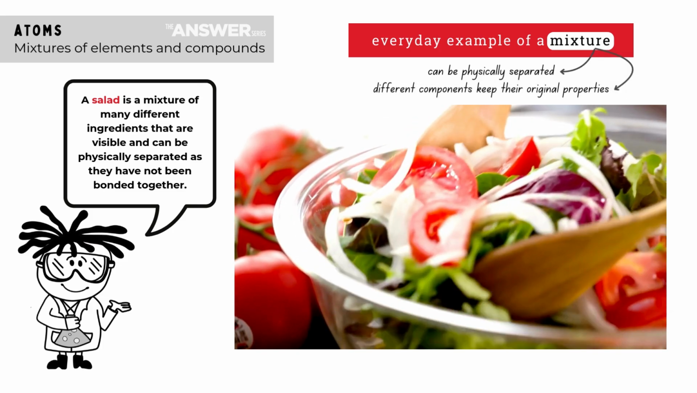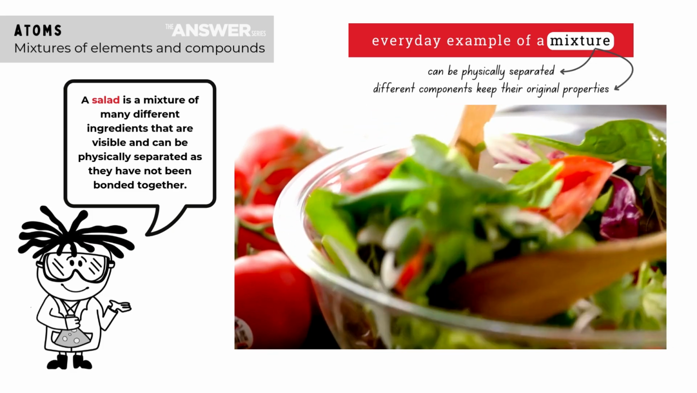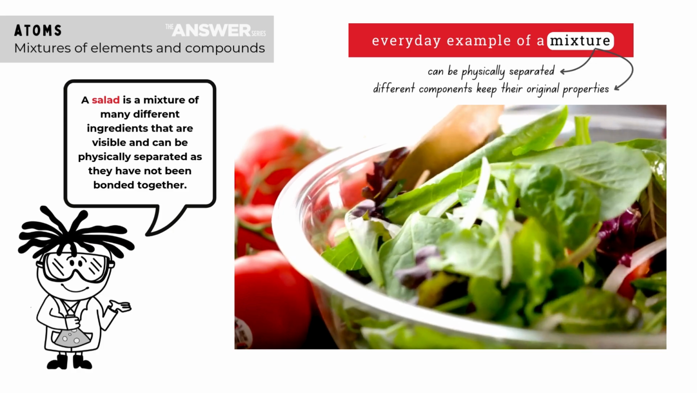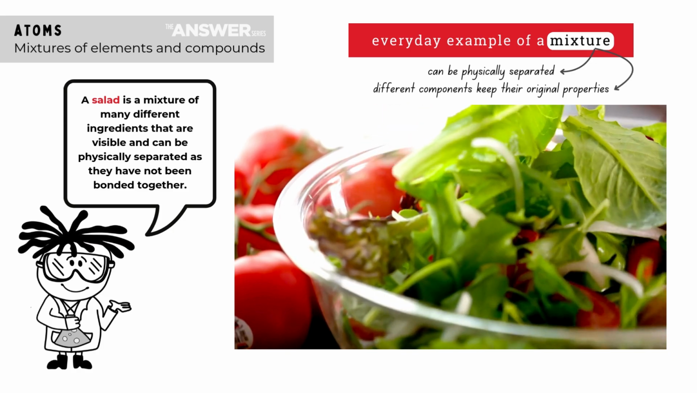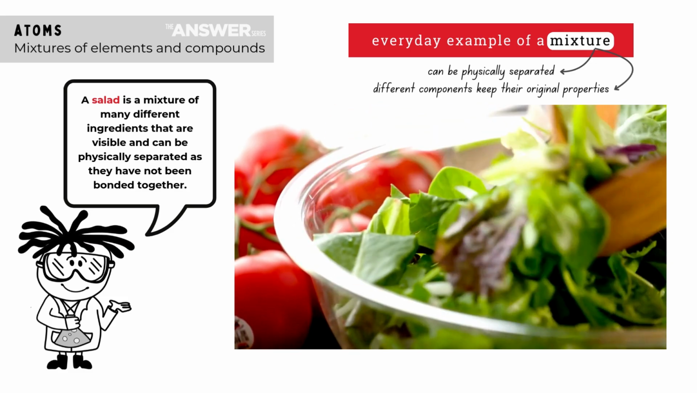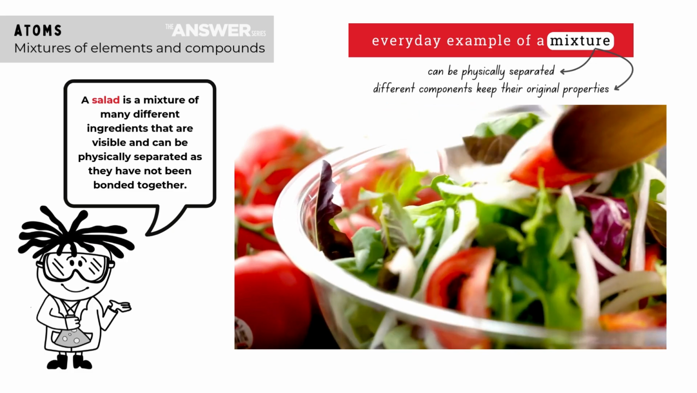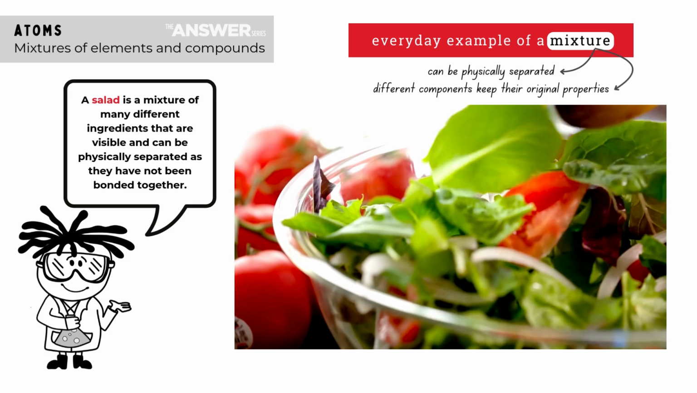The different components of this mixture will also keep their original properties. That's because no chemical bonding between the atoms took place. So if you unmix the salad and you take out the cucumber, that cucumber will still look, smell, and taste like cucumber, and the same goes for all the other ingredients.